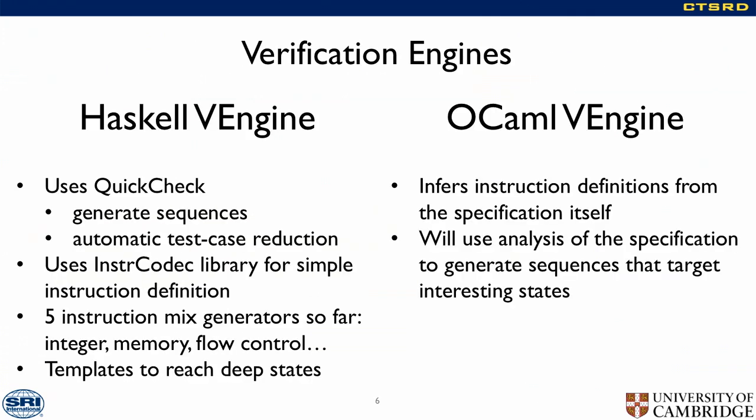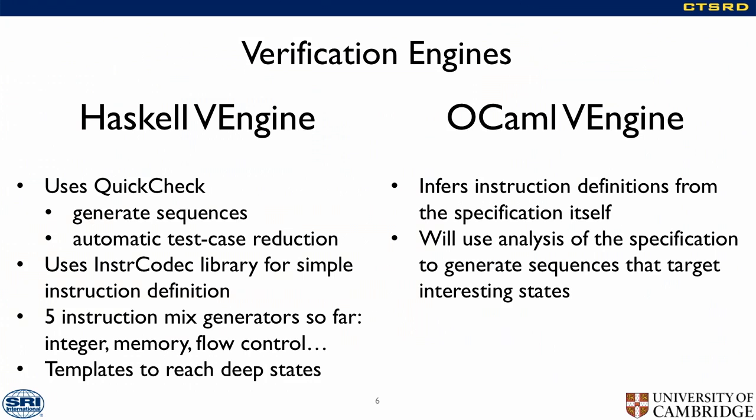So these are our 2 verification engines we have at the moment. Our primary one we've been developing with is in Haskell and uses the QuickCheck library, which is very convenient for doing exactly what we're doing here, generating random inputs according to the type that you specify. And of course, our type is just RISC-V instructions.